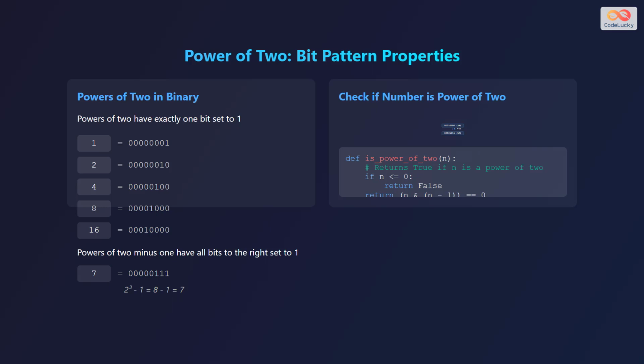The function to check if a number is a power of 2 is shown here. It returns true if n is a power of 2. If n is less than or equal to 0, it returns false. Otherwise, it returns true if n AND n minus 1 equals 0. For example, 16 AND 15 equals 0, so 16 is a power of 2. However, 18 AND 17 does not equal 0, so 18 is not a power of 2.